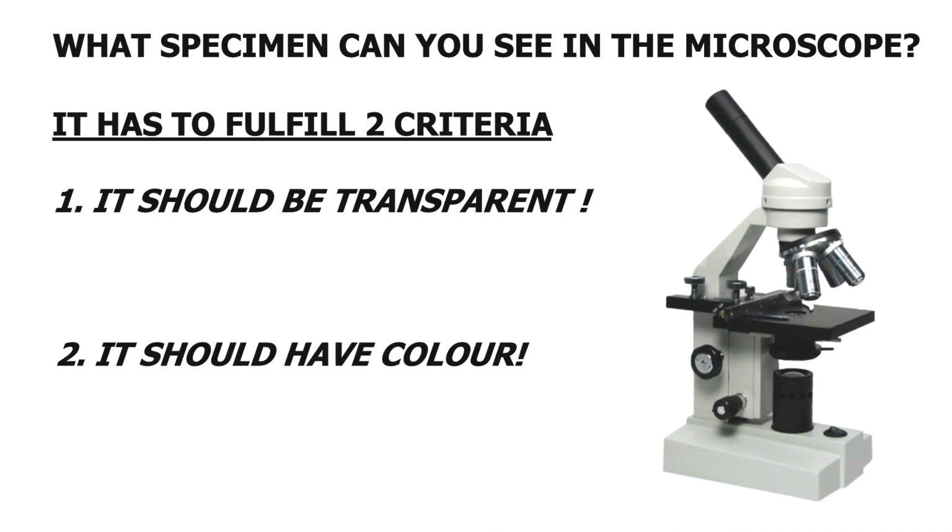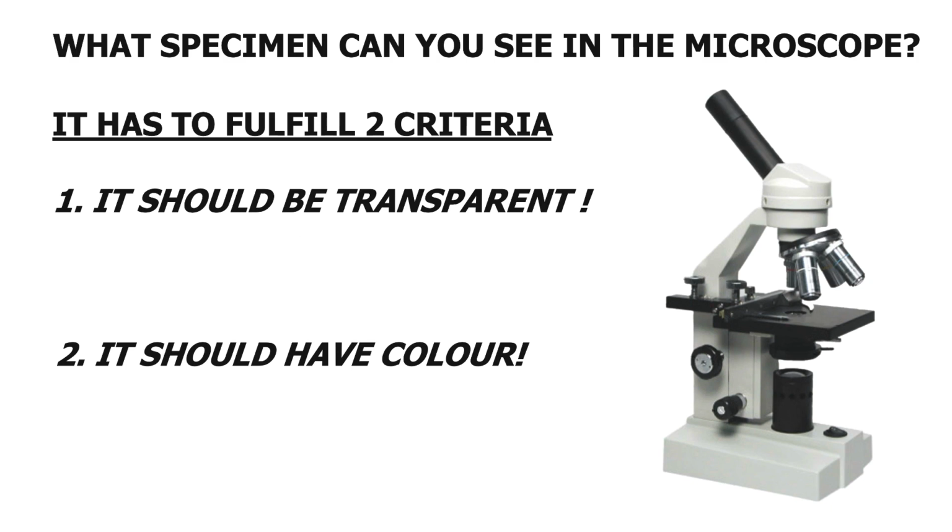And the second thing is, it should have some color. This is a really important point, because if you put something here which is transparent, as the light passes through, what you will only see here is the white bright light. But if it has color, the white light which comes from here will take up that color, and that colorful image will be seen here. So whatever you place in the compound microscope should fulfill two criteria. Criteria number one, that it should be transparent, and criteria number two, that it should have color.